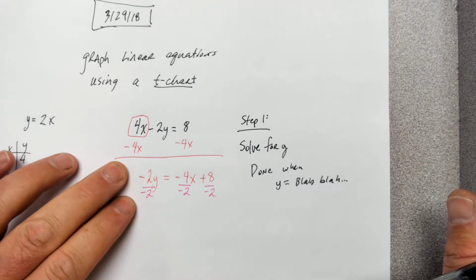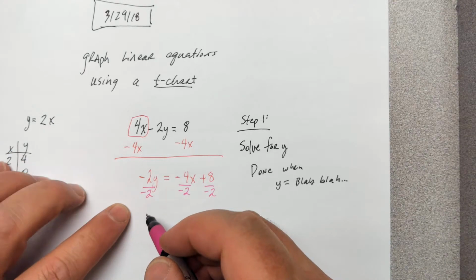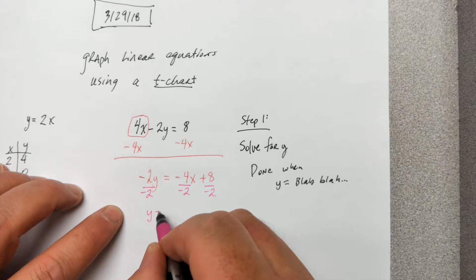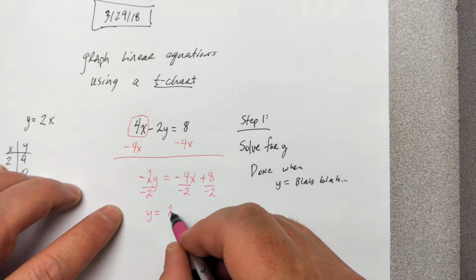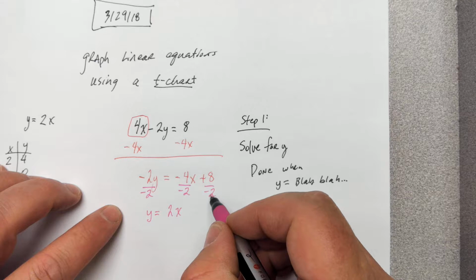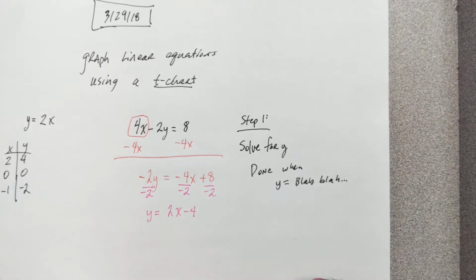So like, negative 2 divided by negative 2 is positive 1. And negative 4 divided by negative 2 is positive 2. 8 divided by negative 2 is minus 4. Is that good?